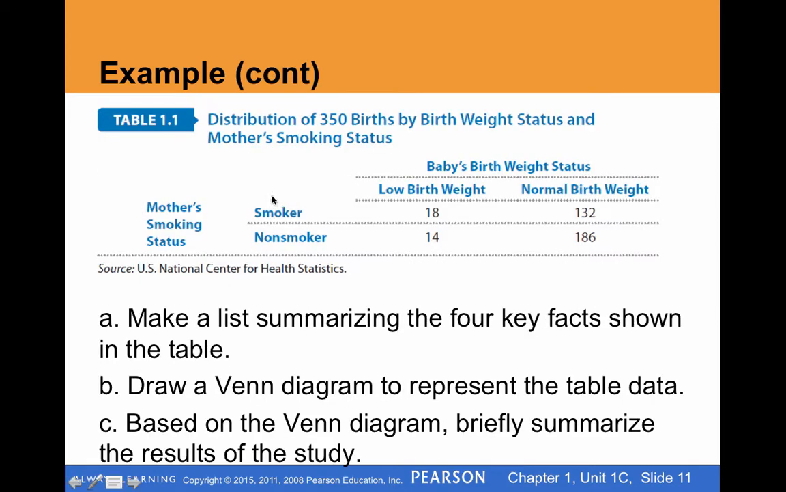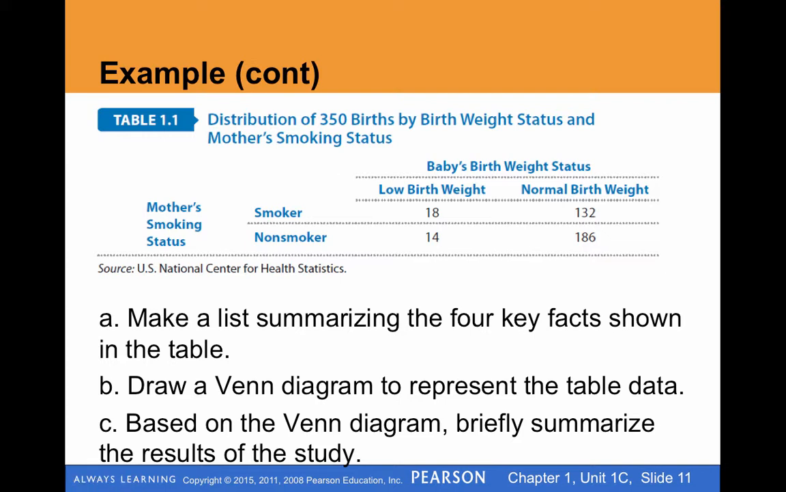Okay, so yes or no for the first question was the mother's smoking status. She was either a smoker or a non-smoker. And then the yes or no for the second thing was the weight of the baby, low birth weight or normal birth weight. And that gives 4 different categories that we set up in a cross tabulation here.